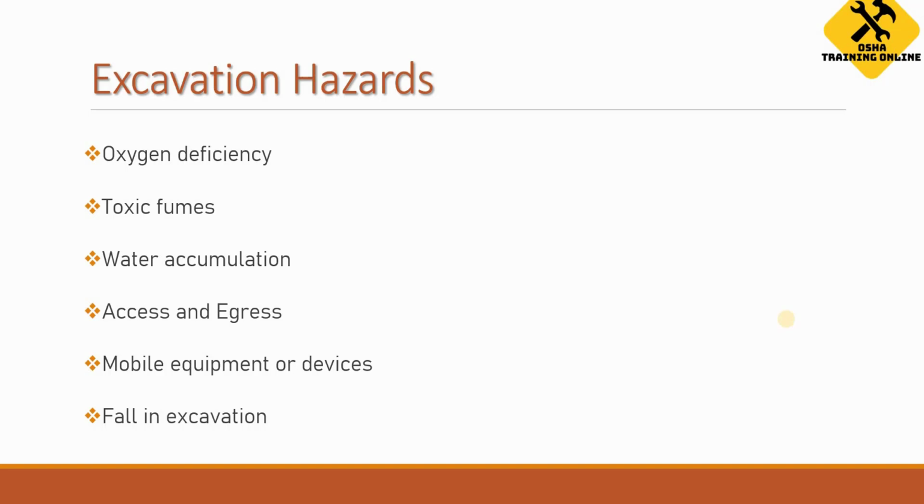Mobile equipment or devices. If some of the devices or machinery are working near the excavation, it's really dangerous because it may hurt the worker, and it may break the edges of the excavation. So ultimately, it's dangerous for the worker working in the excavation. Fall in the excavation: some workers may fall into the excavation if they are moving at the edges of it. An edge may break down, so they may fall, or they may unintentionally slip down into it. So all of them are hazards.